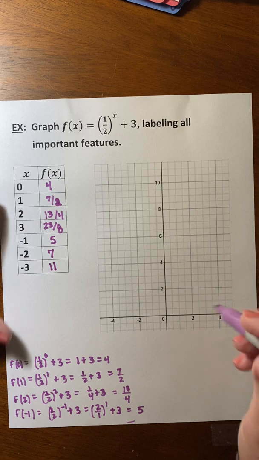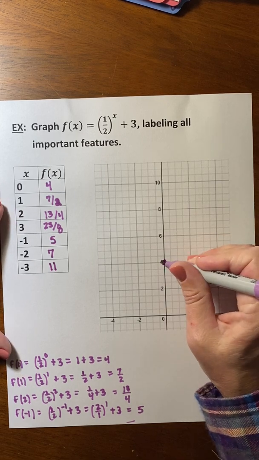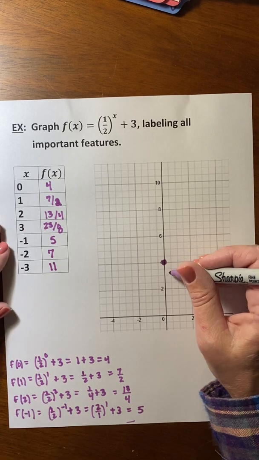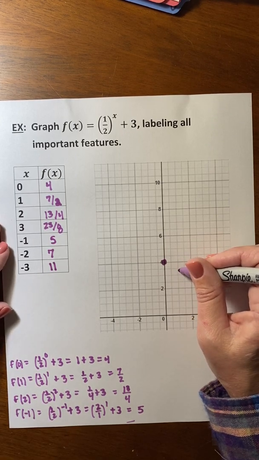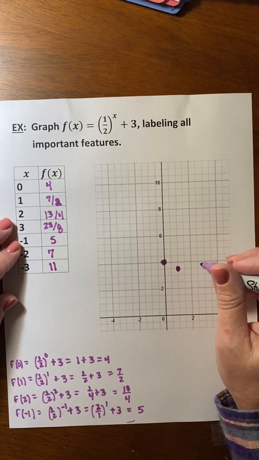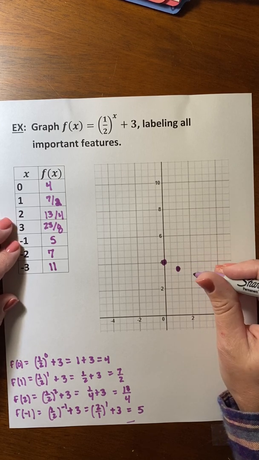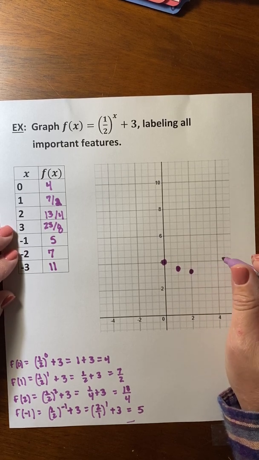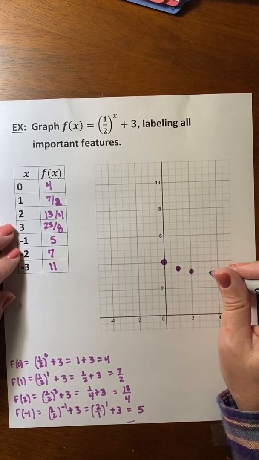So let's plot these few points and see what we have going on here. We have at 0, at 4. At 1, we have 7/2, but we see that that's 3.5. So at 1, there's 3, there's 3.5. At 2, I was at 13/4, which was 3 1/4. So it's about right here. At 3, I was at 3 1/8, or 25/8. So I'm just up here.